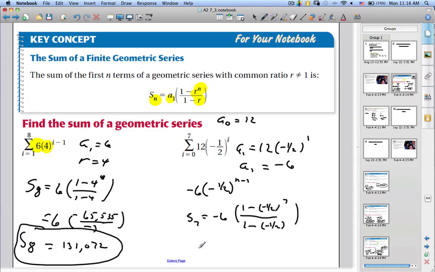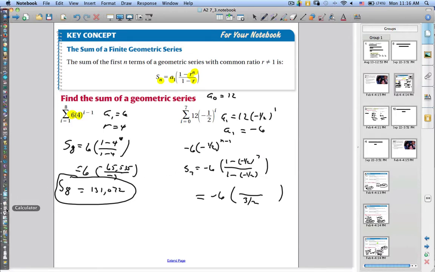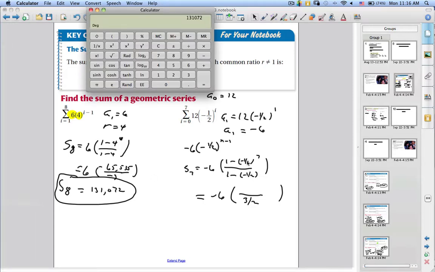Some tricky stuff here. It's going to be negative 6. I know what the denominator is going to be: 1 minus negative 1/2 is 1 plus 1/2, which is 3/2. That's helpful. And then in my numerator, I need to take negative 1/2 to the 7th power. If I take a negative number to an odd power, I know it's going to be negative.